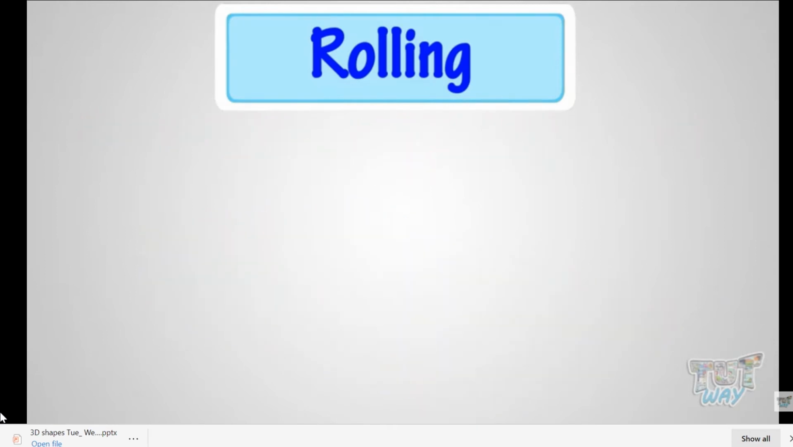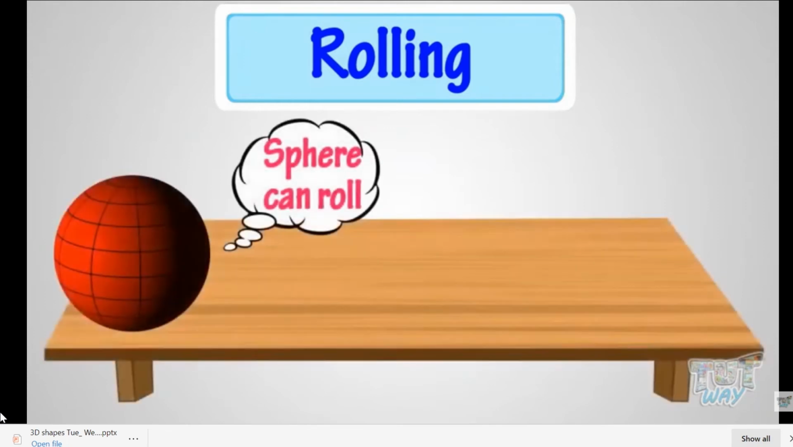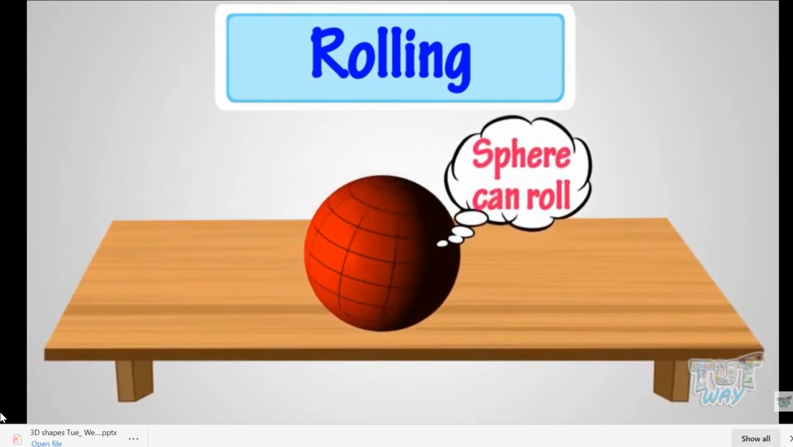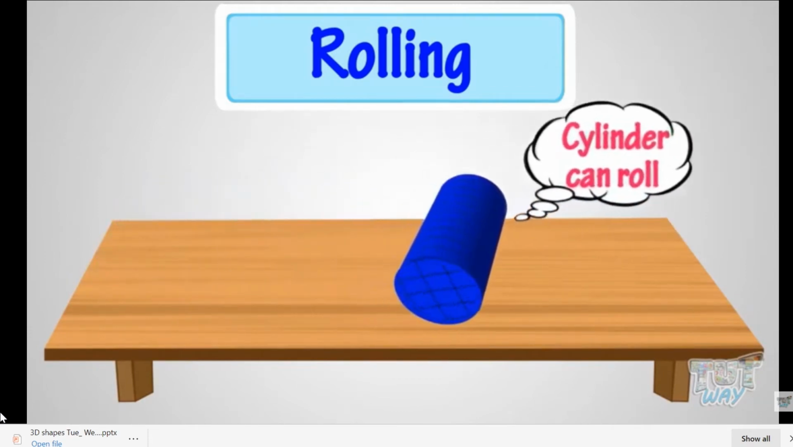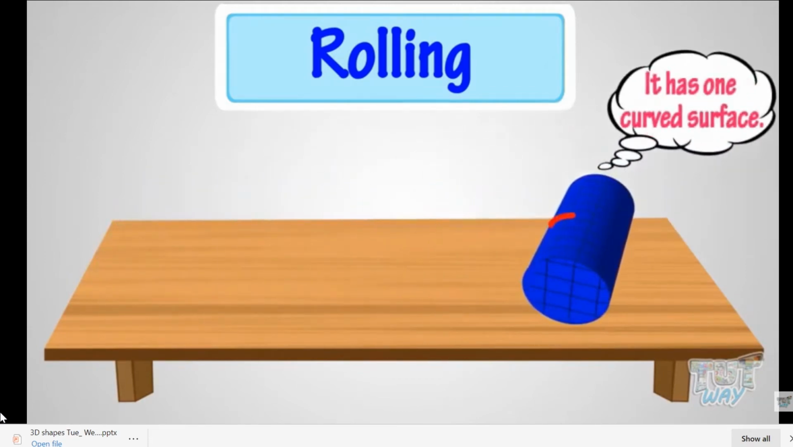Alright? Think of some shapes. We have a sphere. A sphere can roll. It has a curved surface all around. What else? A cylinder can roll. It has a curved surface.